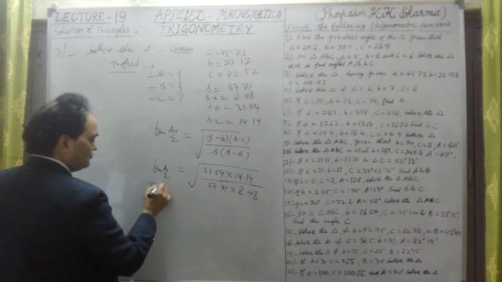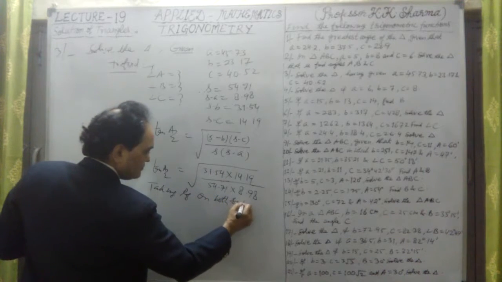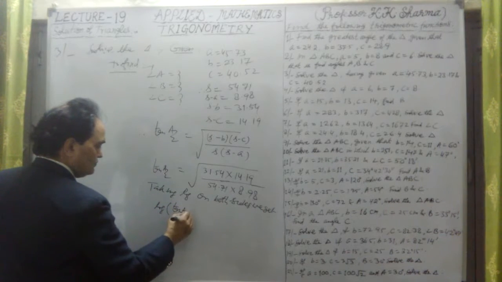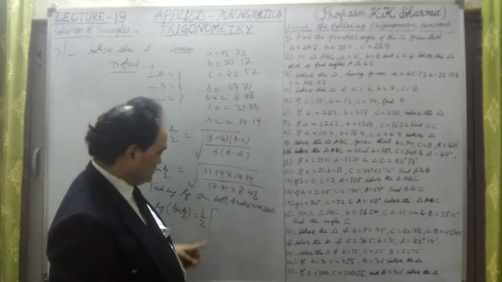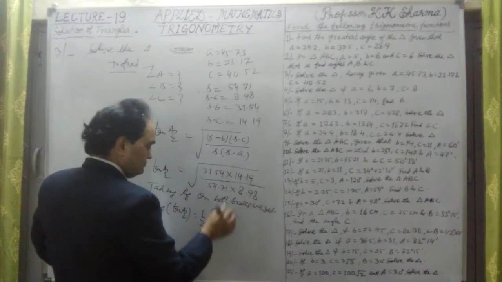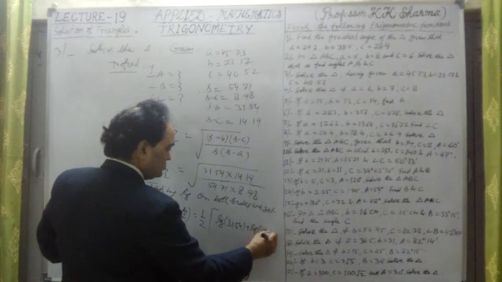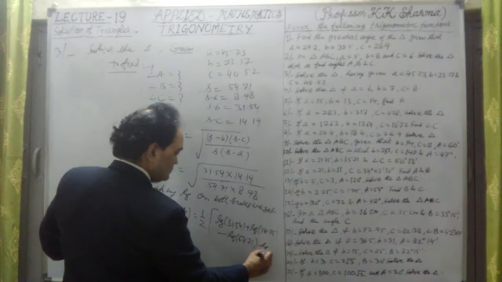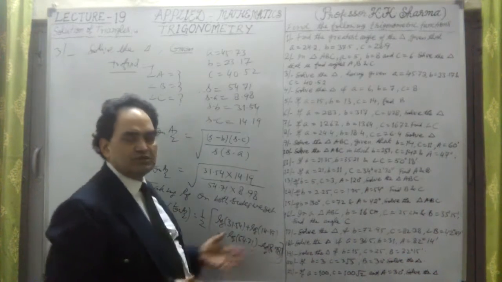Taking log on both sides, we get log of tan A by 2 is equal to 1 upon 2, because the power is a square root. We have to bring the power before the log, since log of m raised to power n is n log m. Now these two values are in multiplication, so it will be positive: log of 31.54 plus log of 14.19 minus log 54.71 minus log 8.98. So these are the values. Now we have to calculate the log of these values.